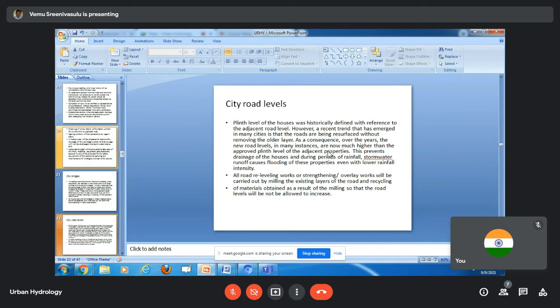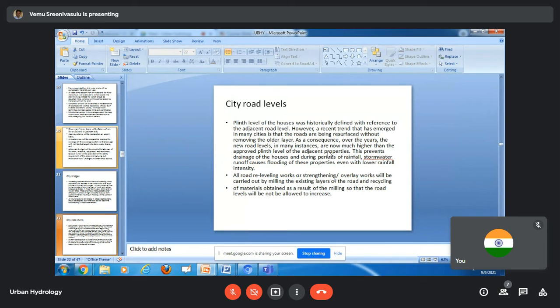So generally, what sometimes you will observe, if you see the old houses which were constructed 40, 50 years back, okay, the plinth level of those houses will be much less than the road level. Okay, so why is that? Because the road, say every 10 years, they will again construct the road.